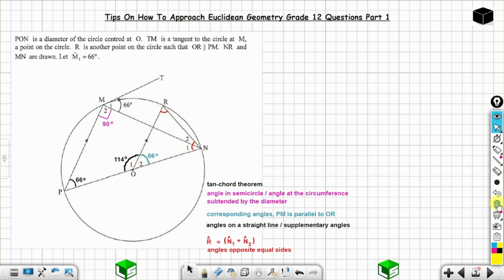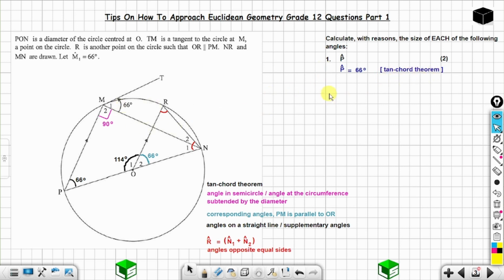Now we can answer the questions. Question 1 says calculate with reasons. You have to give the reasons how you calculated the size of each of the following angles. 1. P. This is the angle P. P is equal to 66 degrees. Remember, we found P by using the tangent-chord theorem. The reason is tangent-chord theorem.